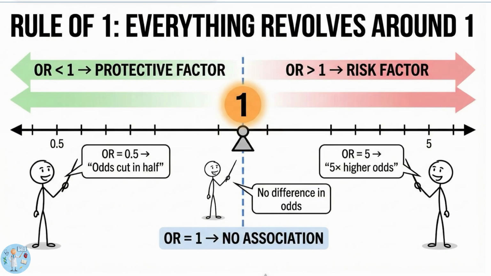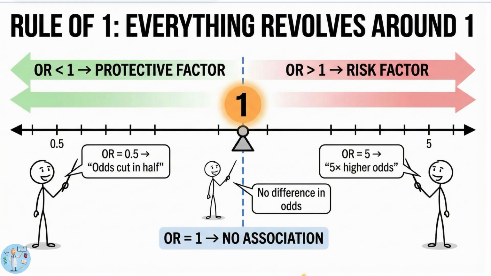If I calculate an OR of, say, 7.3, what does that actually mean? It's always a multiplier. It tells you how many times more likely the outcome is. And we interpret everything against the fulcrum, the null point, which is the number 1. The rule of 1. If you remember nothing else, remember that 1 means absolutely nothing happened, no effect. So let's walk through the 3 possible interpretations.